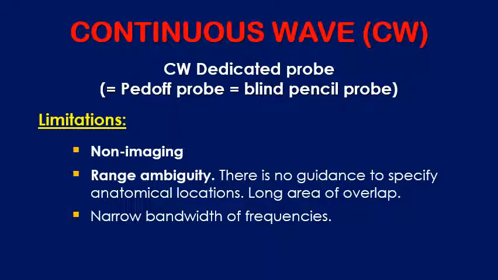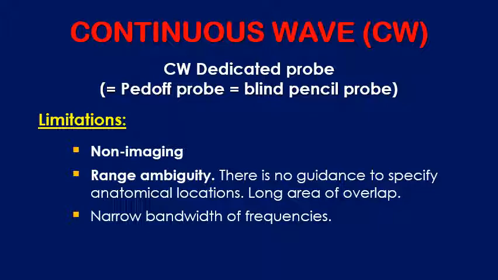So what is the limitation now? We know the benefits. The limitation is that since I don't have a pulse wave, I don't have a listening time, I don't have an image. So no imaging. And since I have no image, I cannot put the sample volume at any segment of the vessel. I cannot tell which vessel is being scanned unless I know it by anatomy. But I cannot tell which area is being scanned by this probe. So this is what we call range ambiguity.